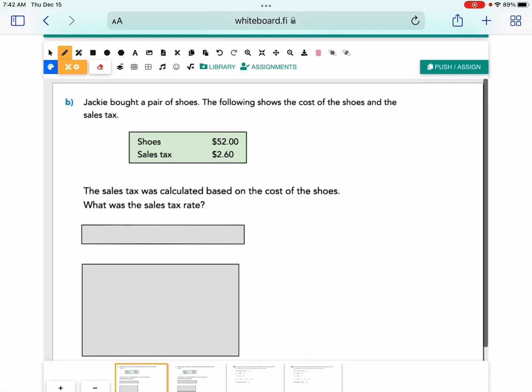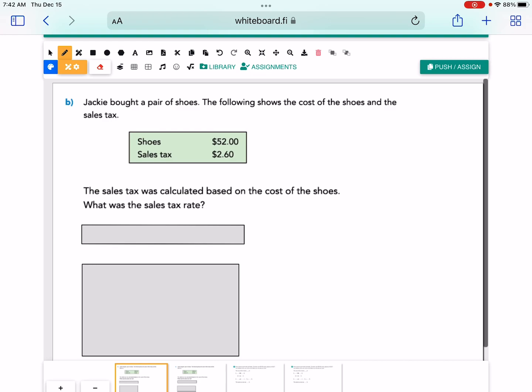Today we're going to be talking about how to figure out what percentage a given sales tax is. That is, if you're given the base and you're given the sales tax, what percent in sales tax are you paying? And I have a problem on the screen in front of you. Jackie bought a pair of shoes. The following shows the cost of the shoes and the sales tax. And the sales tax was calculated based on the cost of the shoes. So what was the sales tax rate?